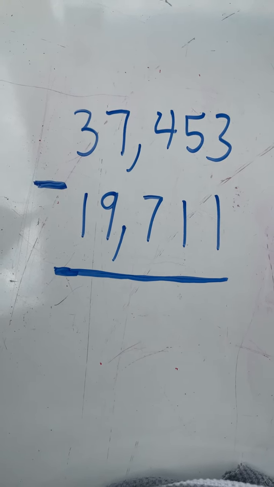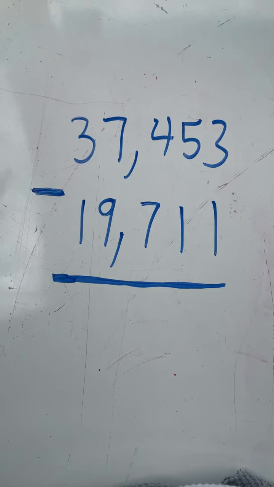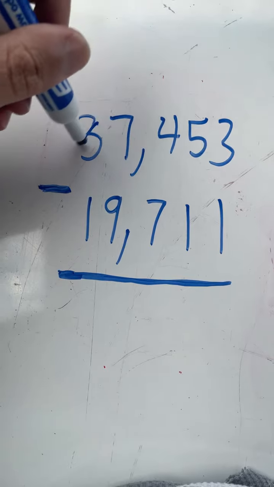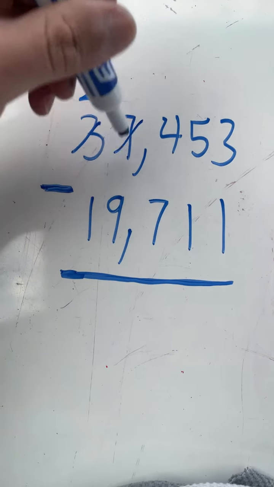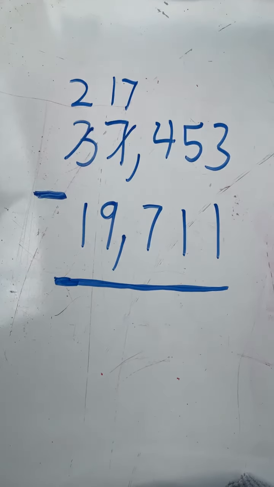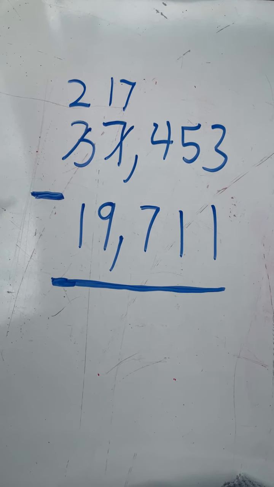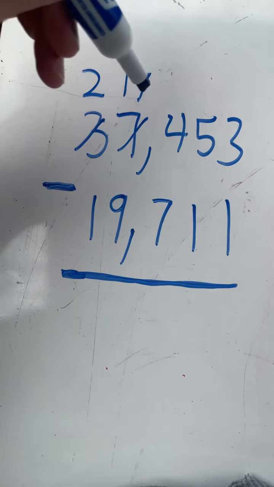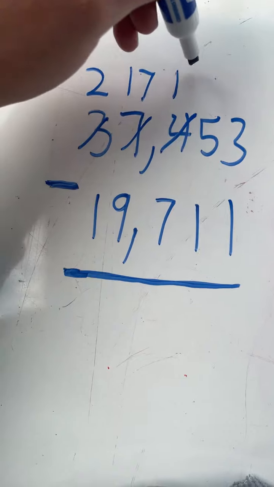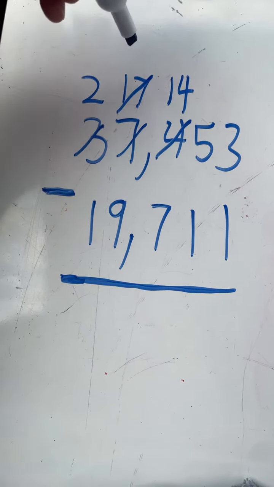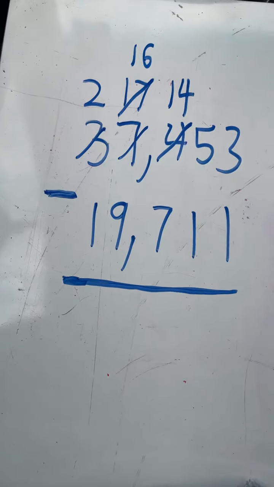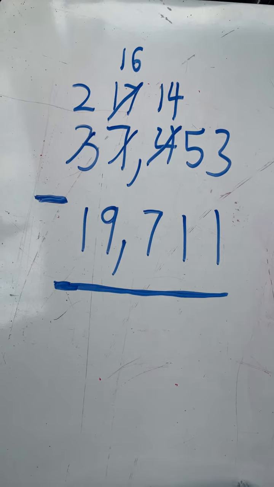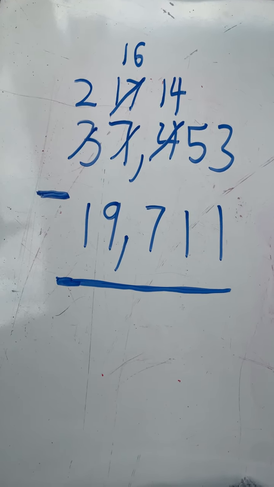So we regroup by adding a 10 from the place to the left. So we are going to add a 10 from the 10,000s place. The 3 is going to become a 2, and the 7 is going to become a 17. Now we're going to do the same thing. We're adding 10 to the hundreds place and taking away 1 from the thousands place. So the 4 will become a 14, and the 17, we take away 1, it becomes a 16. We add 10 and we take away 1. Those are the steps for regrouping with subtraction.